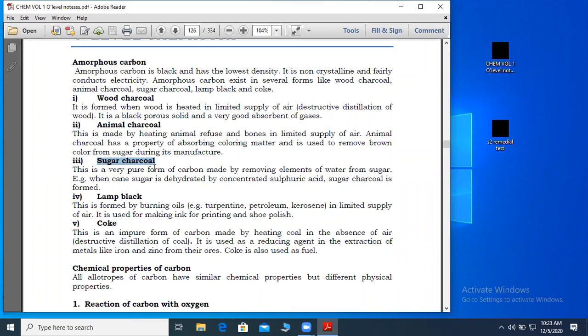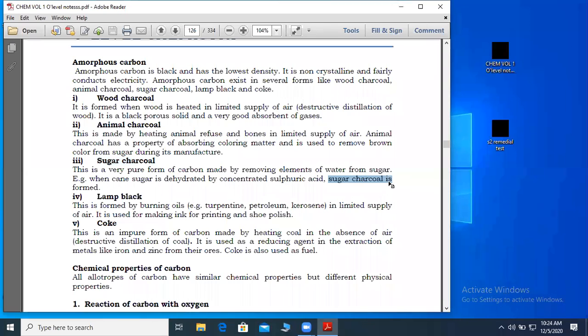Hygroscopy is the process by which substances absorb water from the atmosphere. So when we are saying concentrated sulfuric acid is hygroscopic, it means it absorbs water from the atmosphere. So in this case, we use it to absorb water from sugar. And when that is done, you remain with a black substance called carbon.